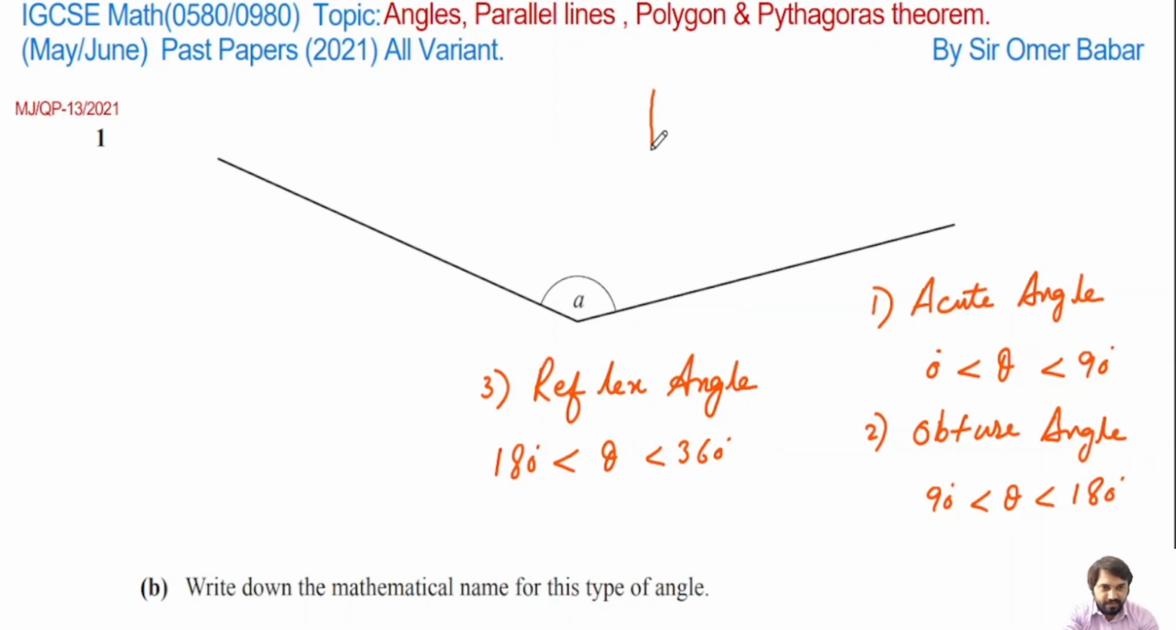So if we have the L shape, then that is an angle of 90 degrees. Here we do not have the L shape. It is something like this. So it is an obtuse angle. So angle A is an obtuse angle.